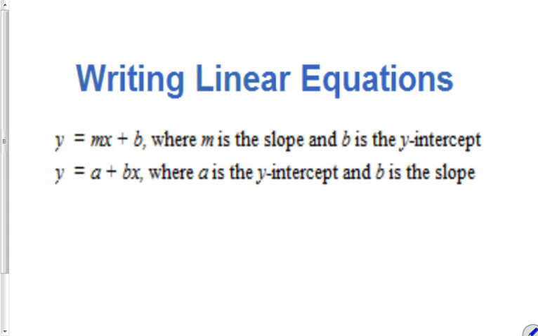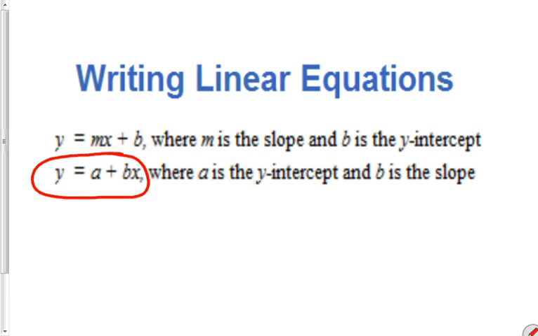And this slide gives us slope-intercept form in two different notations. The first one, and probably the most popular, y equals mx plus b, where m, the coefficient of the x term, is the slope, and b, the constant, is the y-intercept. Now the other form that they give us is y equals a plus bx.